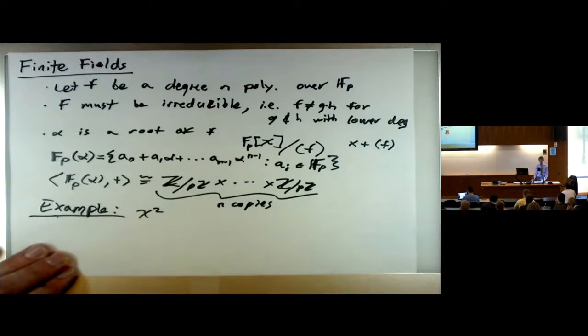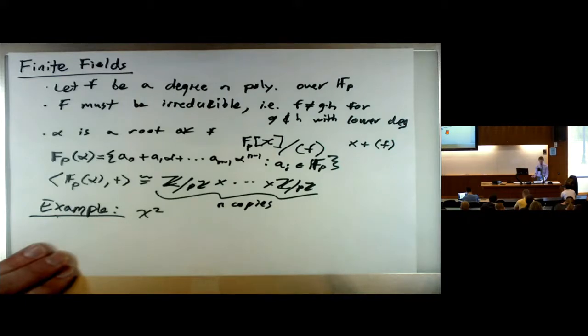And the same goes for a cubic. You can show that a cubic is irreducible if and only if it doesn't have a root in your ground field, because it would have at least a linear factor and a quadratic factor. Maybe it would split into three linear factors, but you're at least guaranteed one linear factor if it's going to factor at all. Above that, you're having to play more games to show irreducibility.